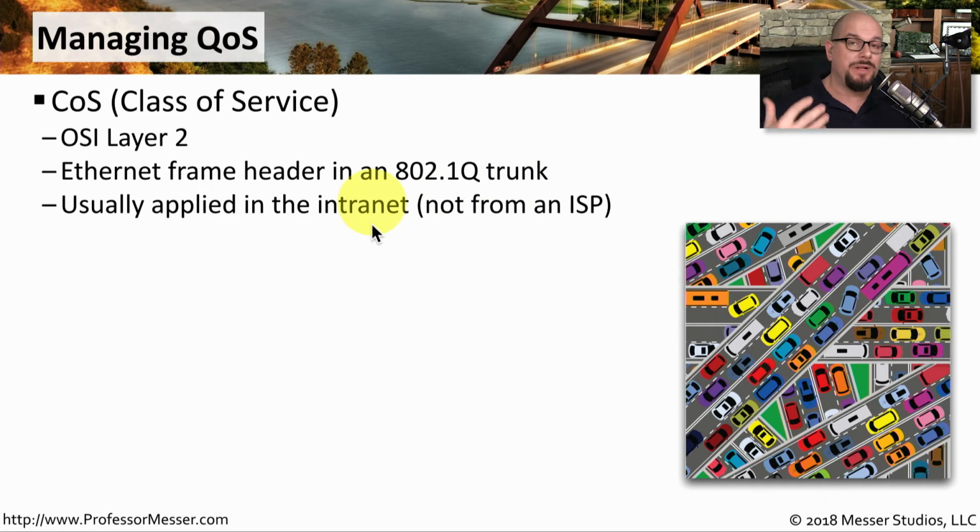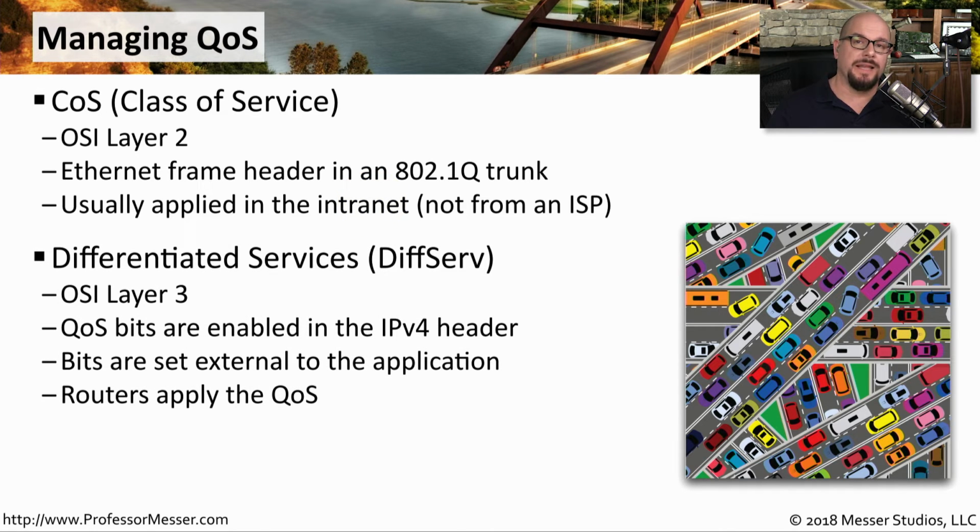This is something that we would commonly then perform inside of our own intranet because we don't commonly have a trunk connection to our internet service provider. If quality of service at Layer 2 inside of a trunk is a bit confining, you may want to implement Diffserv. This is differentiated services, and this is a type of QoS that you're able to implement at OSI Layer 3. With Diffserv, we're modifying quality of service bits within the IPv4 header.